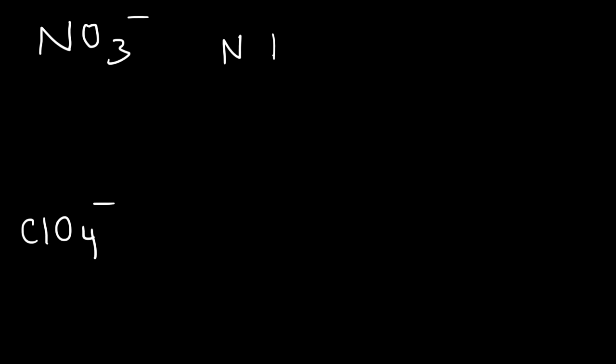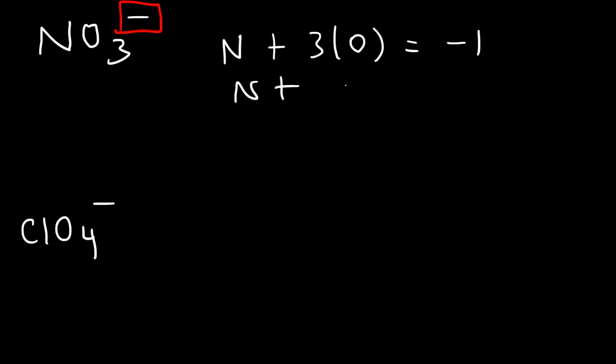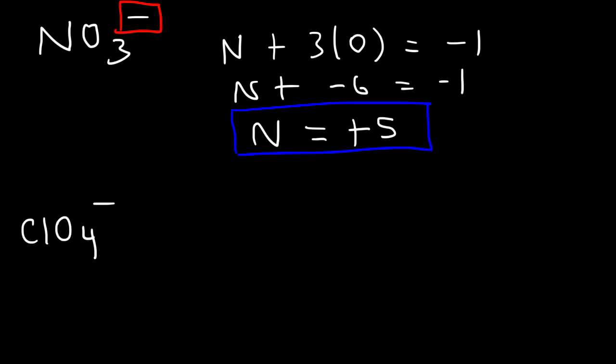Let's look at another example. Let's try nitrate, and also chlorate as perchlorate. Go ahead and find the oxidation state of nitrogen and chlorine in these 2 polyatomic ions. So we have a nitrogen, 3 oxygen atoms, and that's going to equal a net charge of -1. So O is -2. 3 times -2 is going to be -6. And -1 plus 6, if we add 6 to both sides, that's going to be +5. So that's the oxidation state of nitrogen.